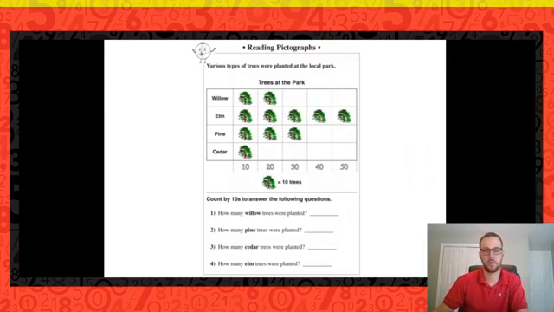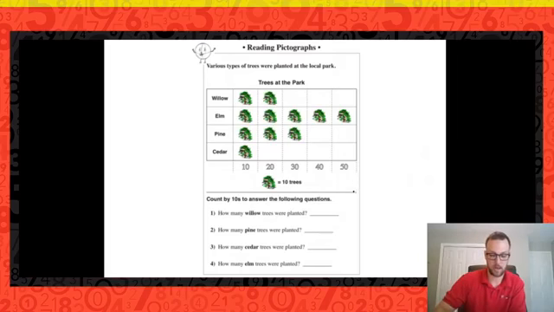So the first thing that we're going to be looking at are pictographs. Pictographs are charts that organize items into a way that makes it easier to count. The first one looks at different types of trees that were planted at a park. Down here we have what is called the key or the legend, and that's going to let us know how much each image represents for each of our different categories.